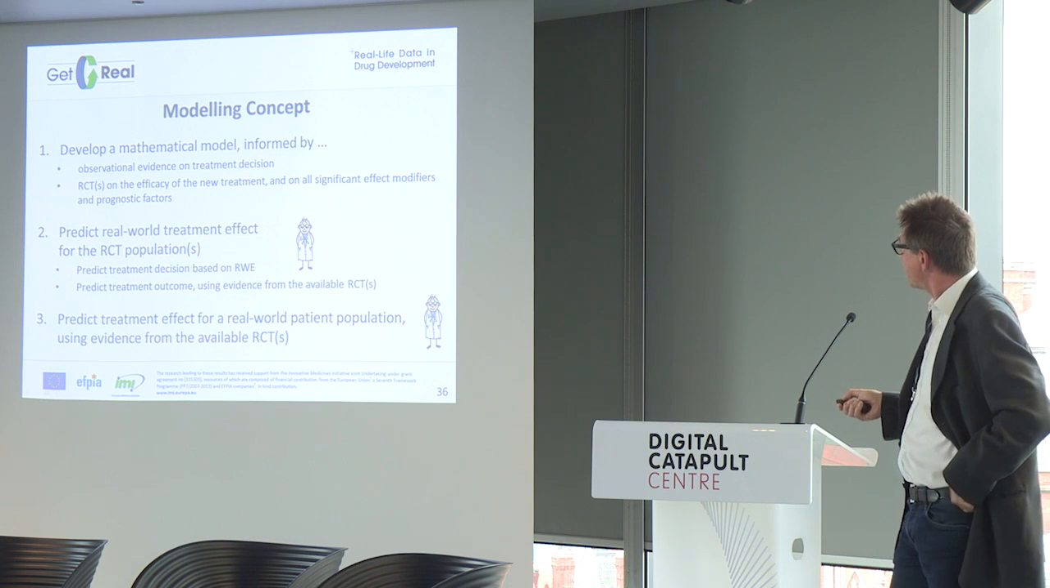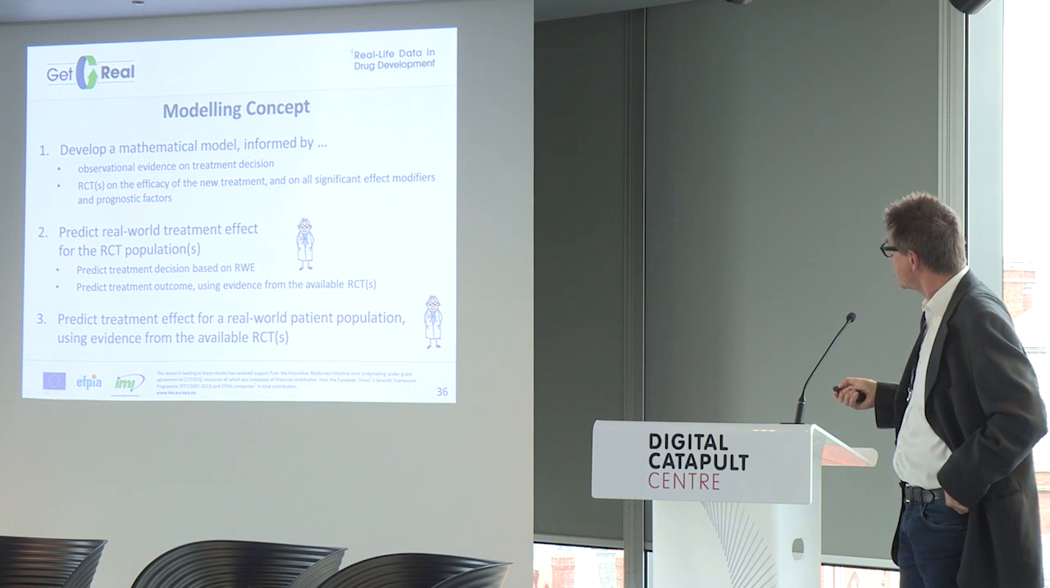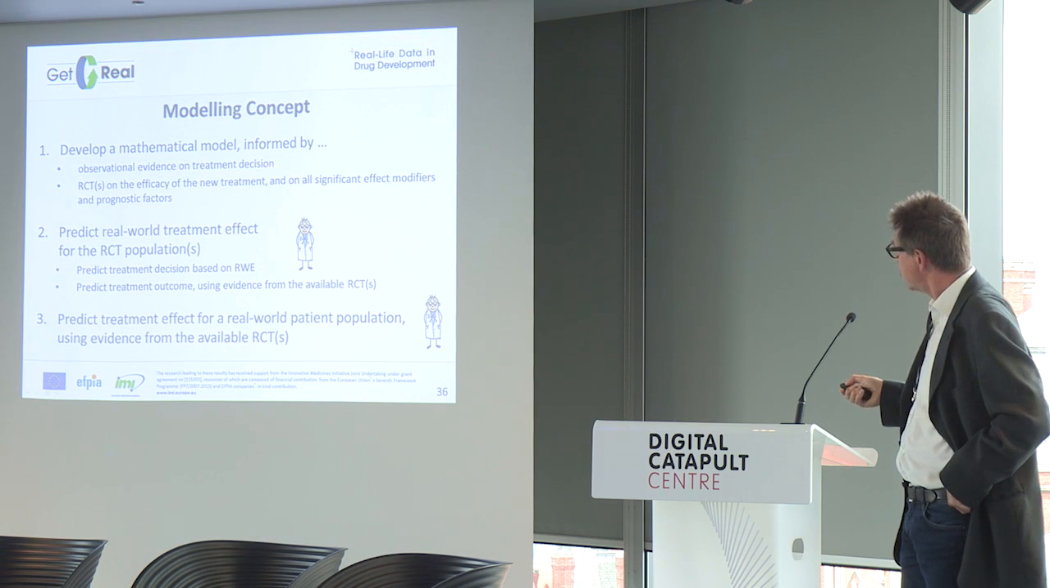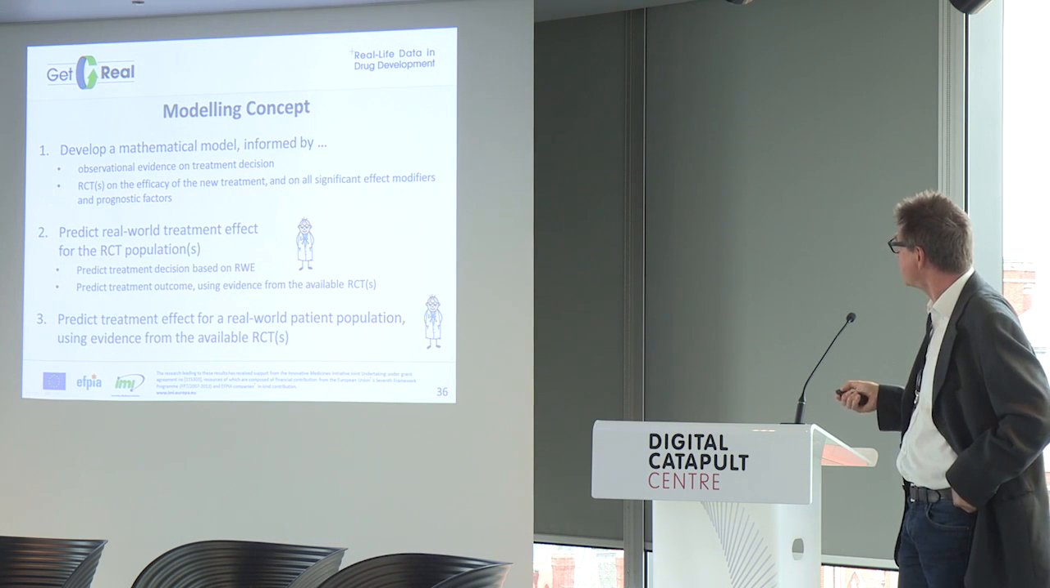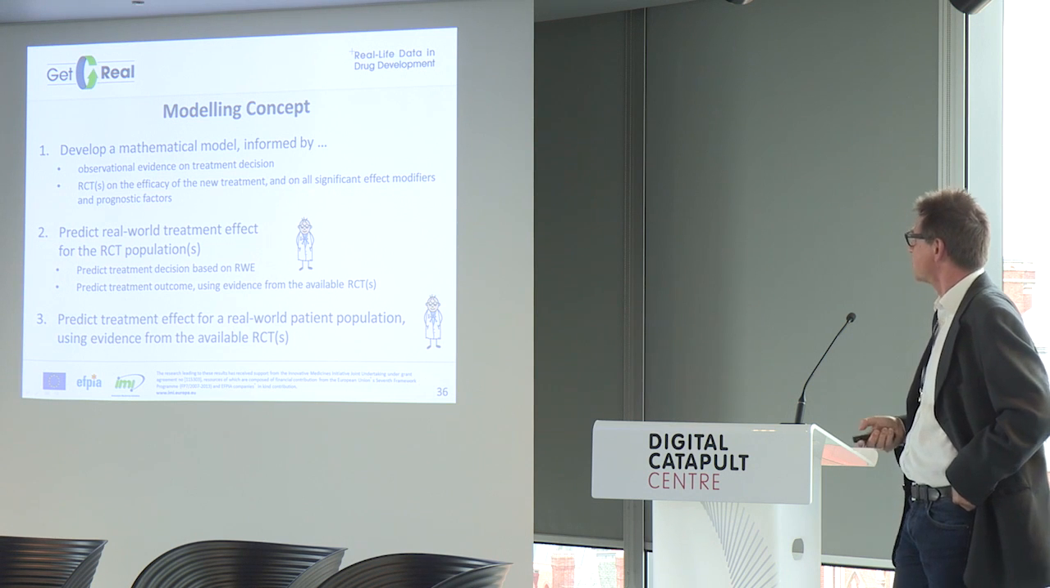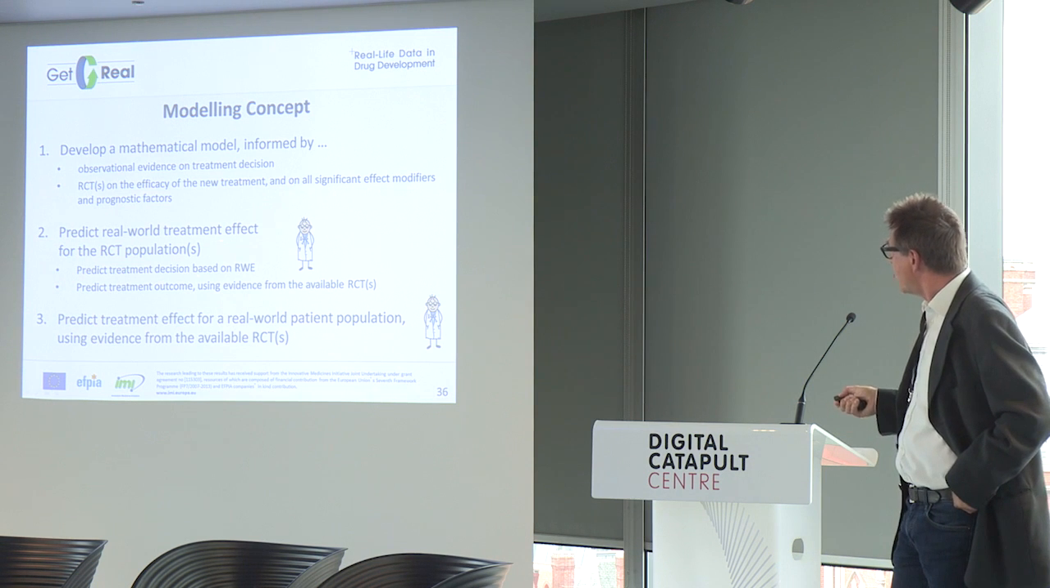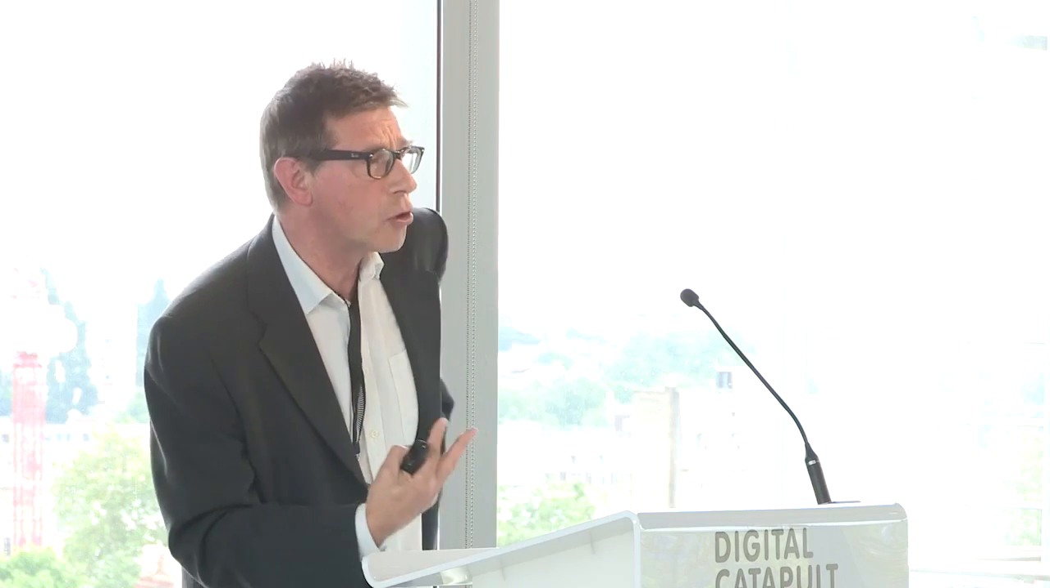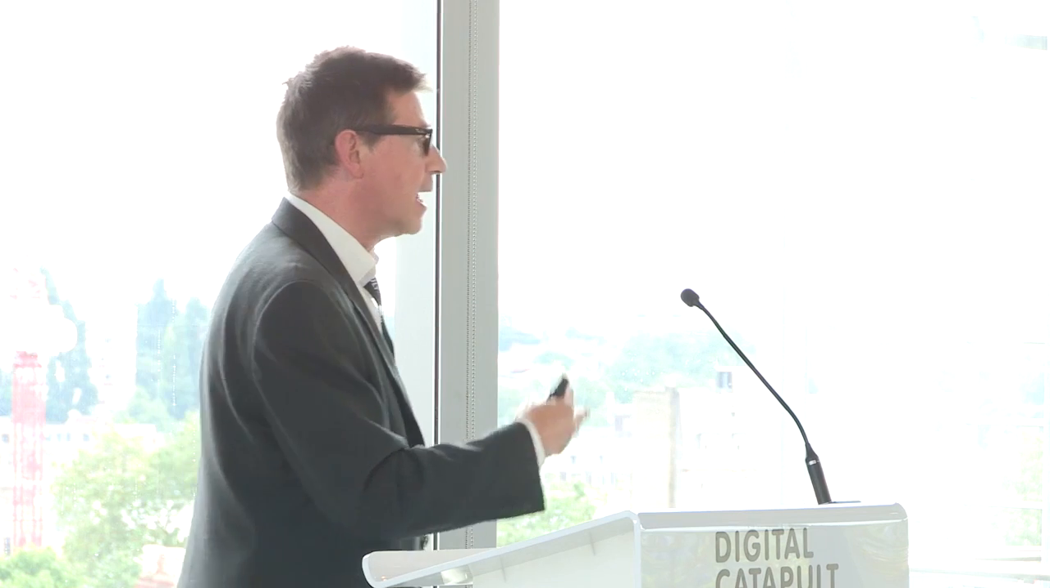So we developed a mathematical model informed by observational evidence on who gets treated in order to simulate the real world, and based on RCT data on the efficacy of the treatment and of all effect modifiers and prognostic factors. Then, in the first step, we predicted the real-world evidence for RCT populations. What I mean by that is we asked the question, what would happen with the same type of patients as the ones included in RCTs if they were subjected to the type of treatment decisions that doctors make in the real world?